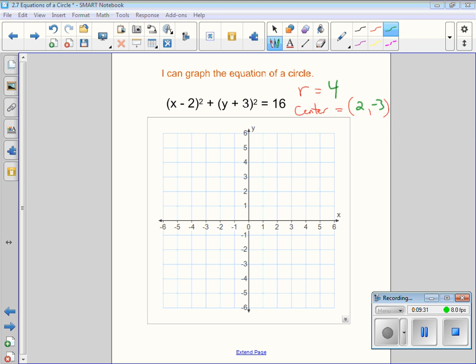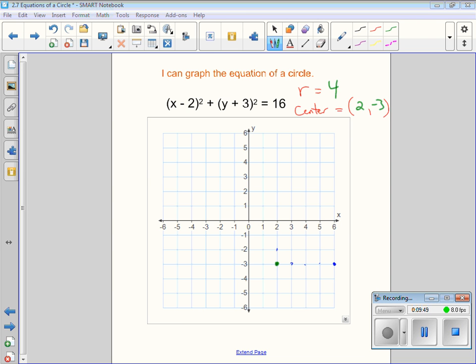All right, so now I'm just going to simply plot those points and draw it. I'm going to put a point at 2, -3. Then I'm going to start drawing the radius. I'm just going to count from the center to the left, kind of the east direction here. We got 1, 2, 3, and then there's 4.